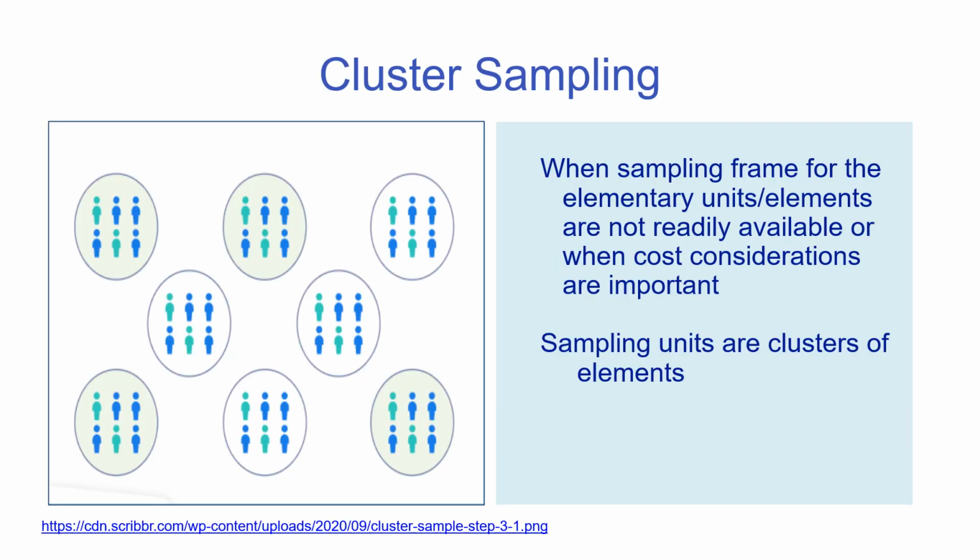Cluster sampling is resorted to when the sampling frame for the elementary units or elements is not readily available, or when cost considerations are important, as in a study on disaster preparedness of communities along a fault line. In this design, the sampling units are the clusters of elements. The clusters are commonly based on geographic areas or districts.